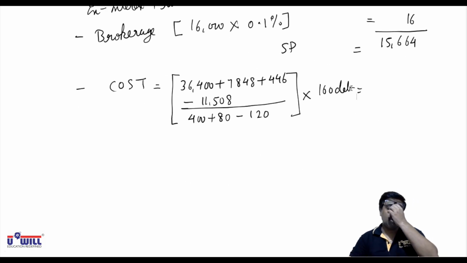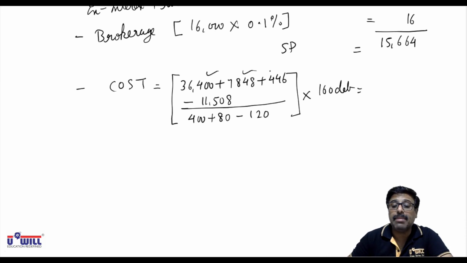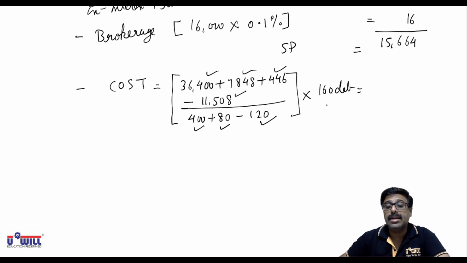I repeat, what is the formula to calculate the weighted average cost? Total of debit side capital column minus credit side capital column upon number of securities on debit side minus number of securities on credit side into number of securities sold. First calculate the denominator. What is 400 plus 80 minus 120? This denominator is 360.